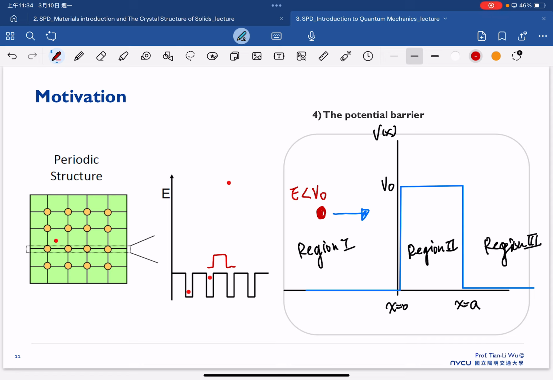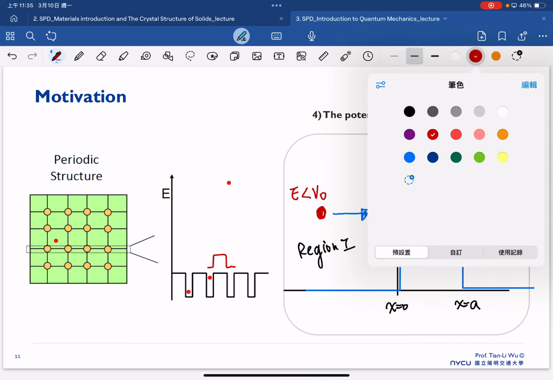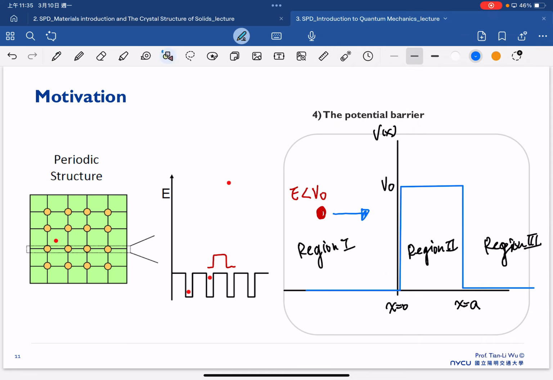So this is the fourth case, which is the most important one, because this is pretty realistic to the case that we will face in a real semiconductor device. This is exactly the case for our MOSFET, where we have a source and drain. We have the dielectric. We have the metal, the gate metal here.